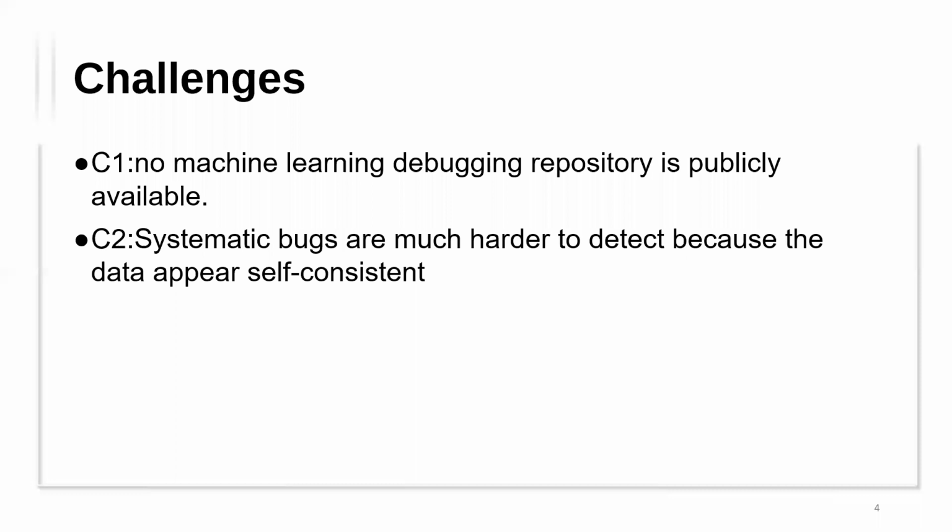So we have two challenges here. The first one is that we have no machine learning debugging repository. In the software engineering research area, for debugging, usually we have some data set that tells you the bugs. But in this work, if we have a training data set, we don't know which labels are correct or which are not. So there is no data set like this available. And the second challenge, just like what I talked about in the previous slide, is that systematic bugs are much harder to detect because the data appears self-consistent.